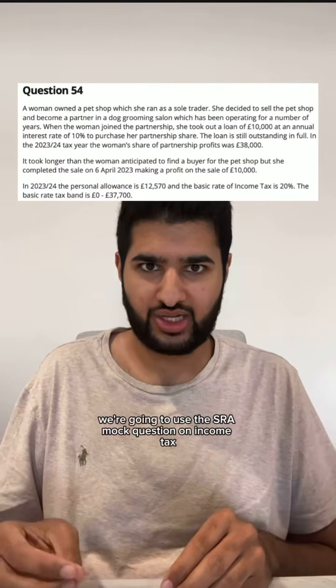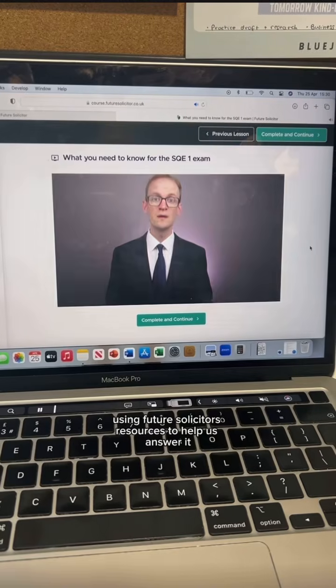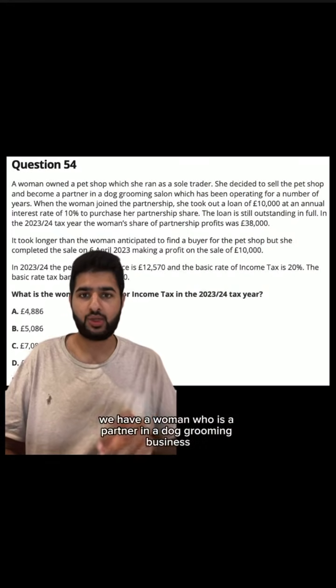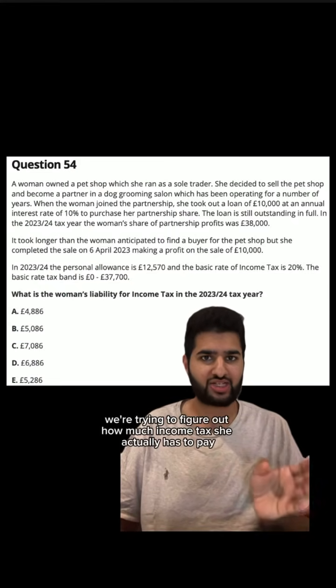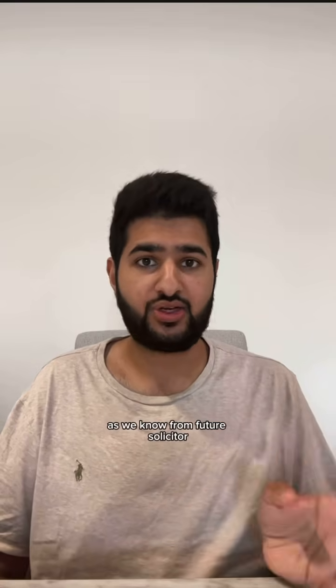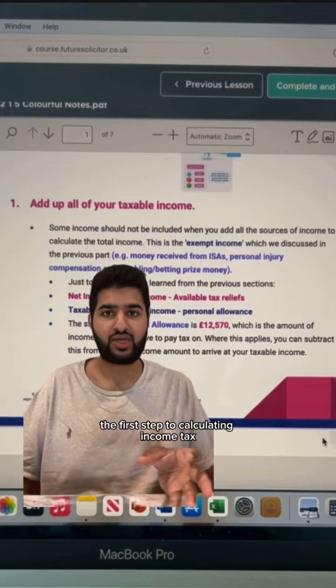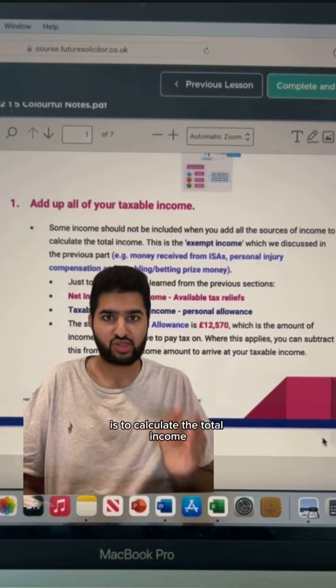we're going to use the SRA mock question on income tax using Future Solicitor's resources to help us answer it. So we can see from the question, we have a woman who is a partner in a dog grooming business, and we're trying to figure out how much income tax she actually has to pay. As we know from Future Solicitor, the first step to calculating income tax is to calculate the total income.